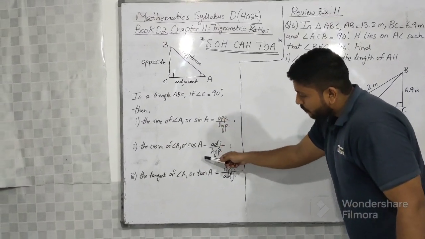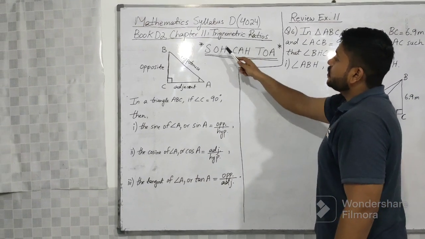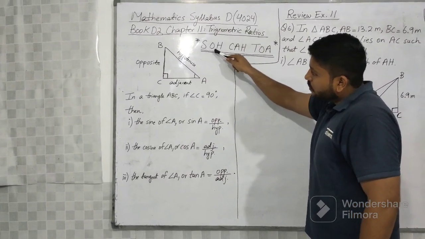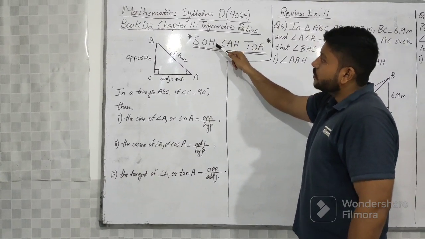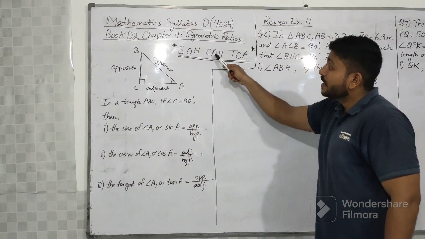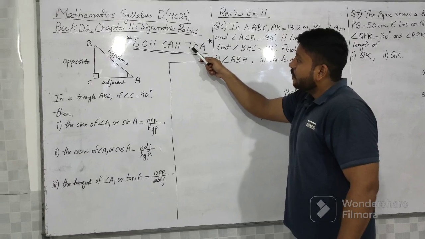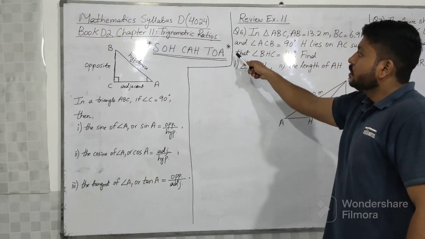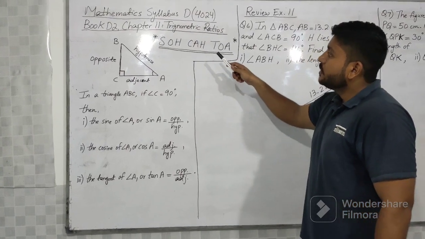So the easy way to remember all these three ratios is this. What does this mean? Sine of an angle equals opposite over hypotenuse. Cos of an angle, or cosine of an angle, equals adjacent over hypotenuse. And the tangent, or tan, of an angle equals opposite over adjacent. So this is an easy way to memorize these trigonometric ratios related to a right angle triangle.